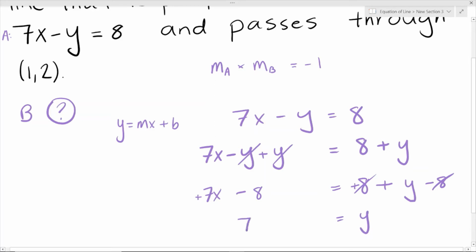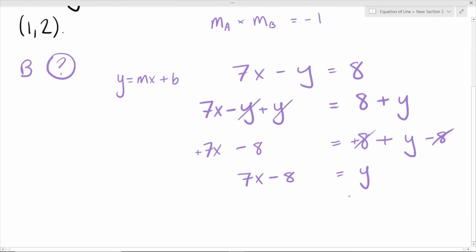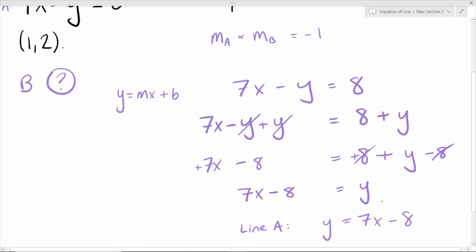7x minus 8 is equal to y, okay? Whatever I do on one side, I subtract 8 on this side, I must do on the other side, so that's why I did that. So now we have y equals 7x minus 8. This is the equation of line A.